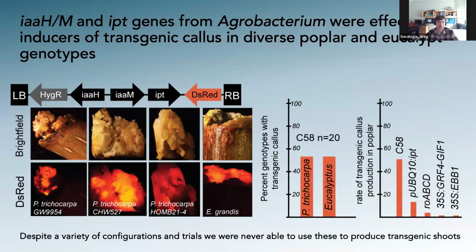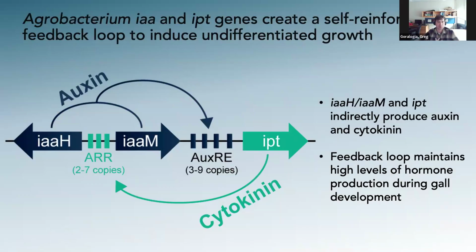And so in particular, we wondered whether we could find a way to get these hormone-producing genes and tweak them into something that would be usable in a system. And one reason I was attracted by these is that it forms this natural feedback loop. There's two auxin-producing genes and one cytokinin gene, and they self-regulate to form undifferentiated cell growth.